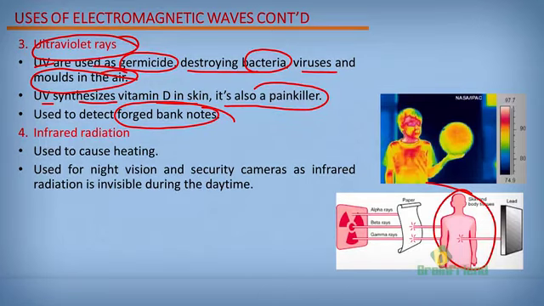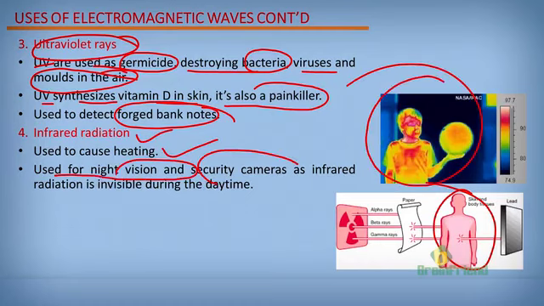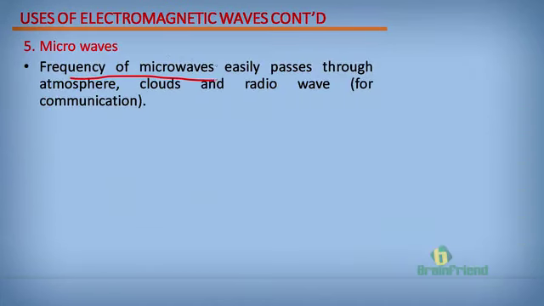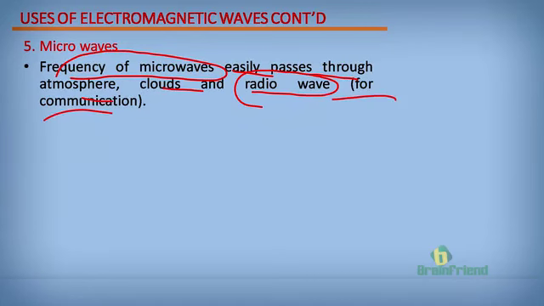Also, infrared radiation, the uses. It is used to cause heating. It's also used for night vision and security cameras, as infrared radiation is invisible during the daytime. Uses of microwaves. Because of the frequency of microwaves, it easily passes through atmosphere, clouds, and radio wave, and it is used mainly for communication.